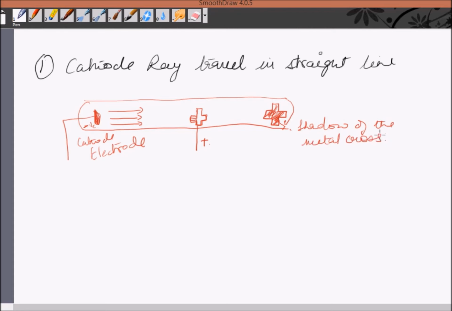So here you can see that when an opaque object like a metal cross is placed in the path of cathode rays in a discharge tube, a shadow of the metal cross is formed at the end opposite to the cathode, right? So the fact that cathode rays cast a shadow of the object placed in their path shows that cathode rays travel in a straight line.